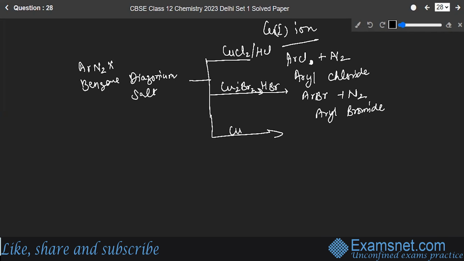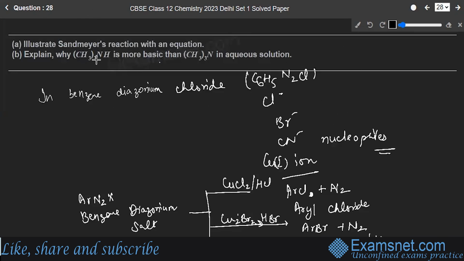And CuCN in the presence of potassium cyanide gives you ArCN. This is aryl cyanide. So this is the reaction for the Sandmeyer's reaction. Hope you got that. Now the second one: explain why (CH3)2NH is more basic than (CH3)3N in aqueous solution.